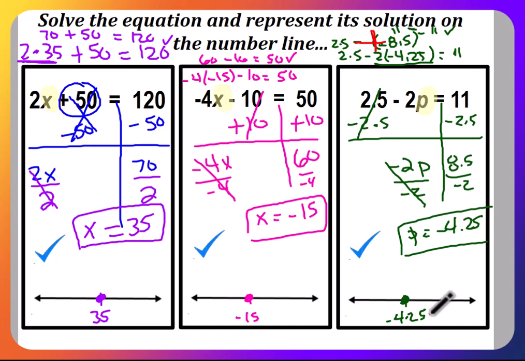Again, if you got it wrong, pause the video. You can listen to it again, check the steps, see where you made your mistake. Once you're ready, move on to the next problem.